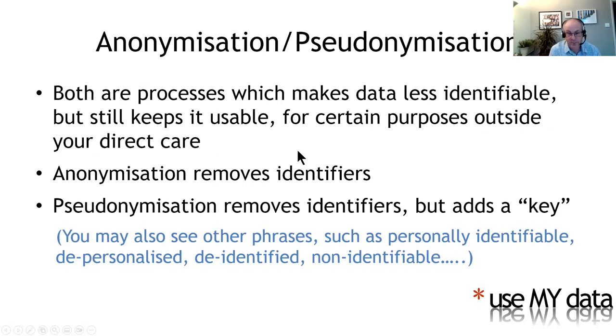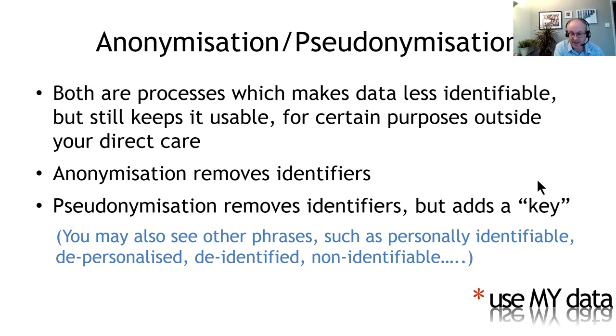So what about anonymized or anonymization? I've split this into two: anonymization and pseudonymization. They're both very similar. Both are processes which make the actual original data less identifiable by taking out things like names, addresses, and other things which could be used to identify us. The difference is that anonymization removes those identifiers and dumps them. Pseudonymization removes them, but in place of those identifiers, it creates a code, a pseudonym, a little cipher that you might hear about. And that allows potential re-identification.